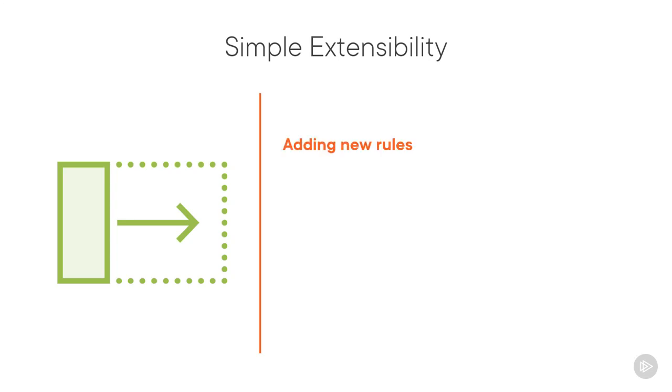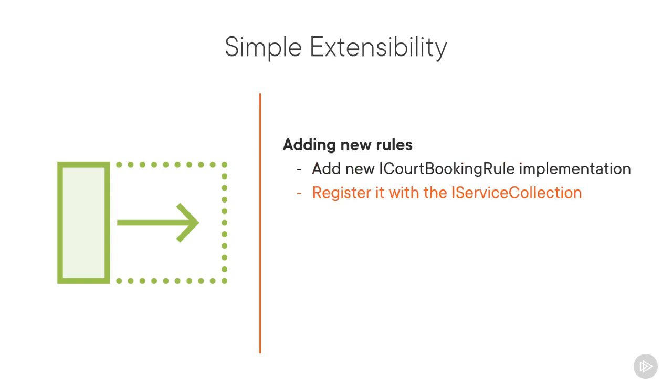Using this approach, it would be very easy to add new rules to the application. We'd first create a new implementation of the ICourtBookingRule interface. We'd then register it with the IServiceCollection, and that's it. At runtime, the new rule would be injected into the booking rule processor, with no changes required to the rule processor class itself.